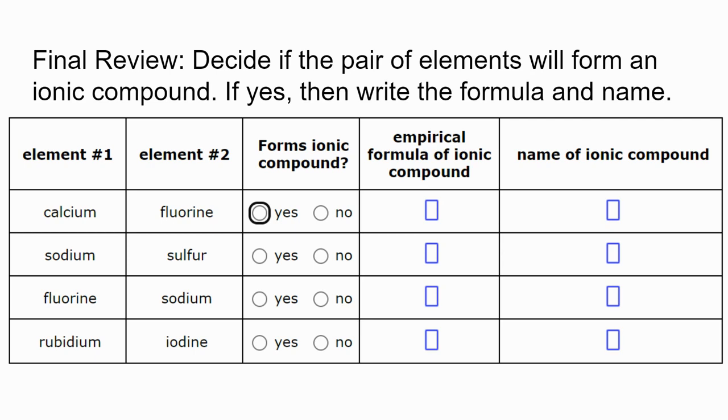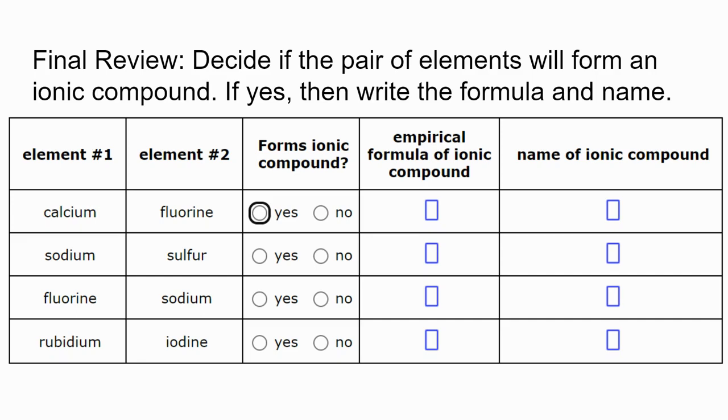How about sodium and sulfur? Yes, good. How about fluorine and sodium? Yes, good. And rubidium and iodine? Good. Okay, so these are all going to form ionic compounds. Then we need to write our formula. So what would the formula be for this compound that forms between calcium and fluorine?